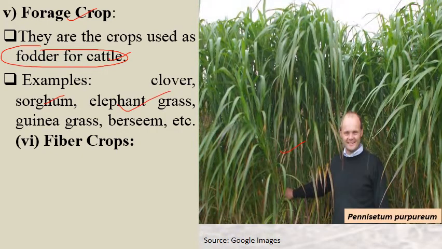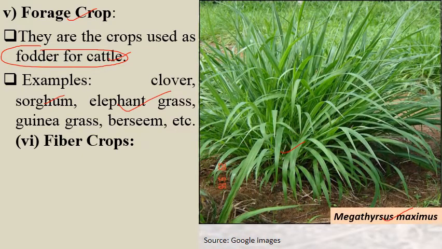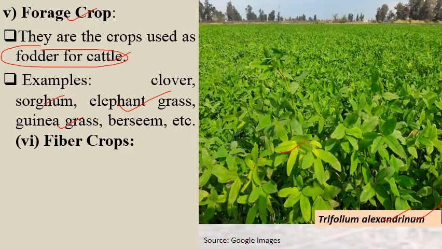Then we have elephant grass. Botanical name is Pennisetum purpureum. Next is guinea grass. Botanical name is Megathyrsus maximus. This is guinea grass. Then we have berseem. This is Trifolium alexandrinum. So these are some forage crops which are used as fodder for cattle.